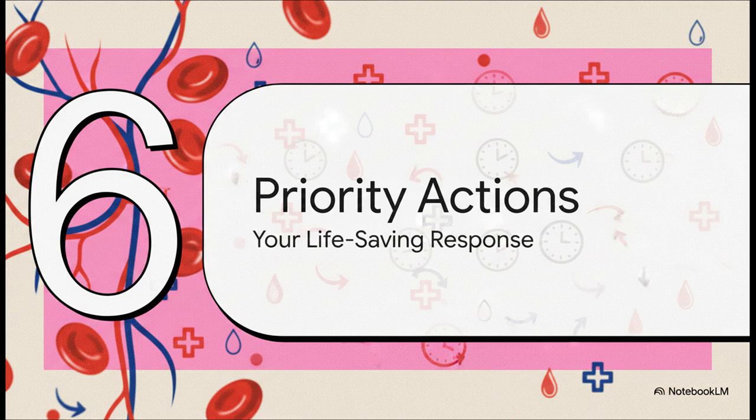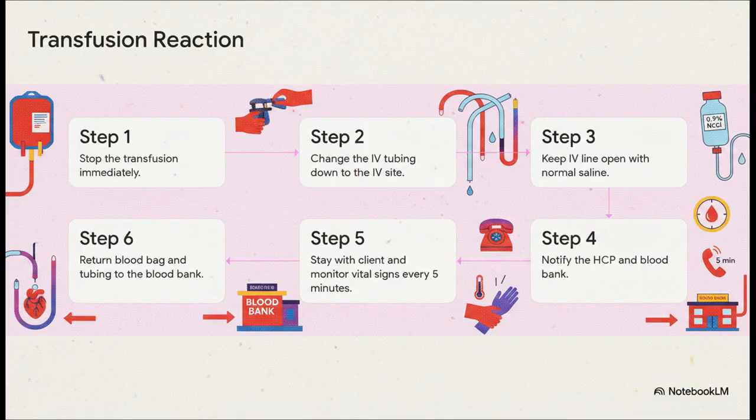So you see the signs. What do you do? Your response has to be like muscle memory, fast, precise, and always in the correct order. Burn this sequence into your brain. The number one absolute first thing you do, stop the transfusion. Then you swap out the tubing and get a fresh line of normal saline going to keep that IV open. After that, you call for help, you stay with your patient, and you monitor them like a hawk.